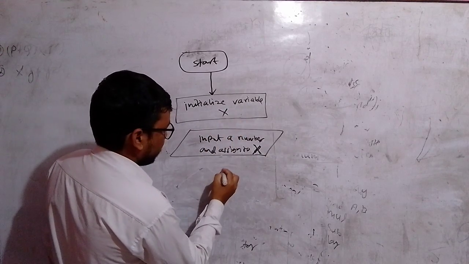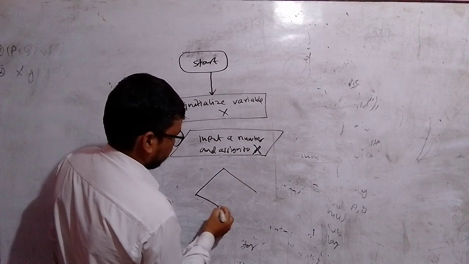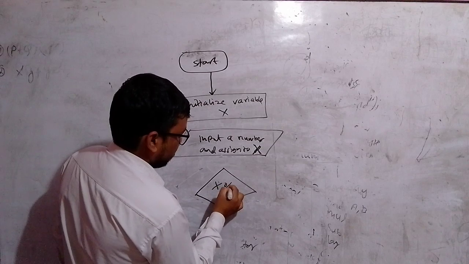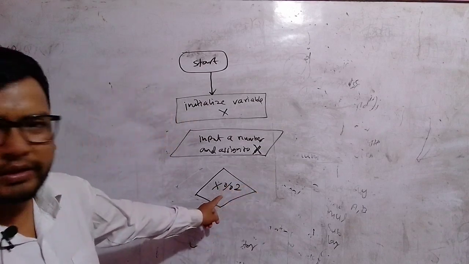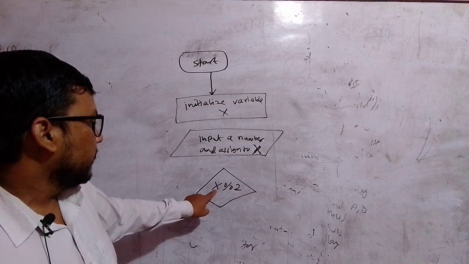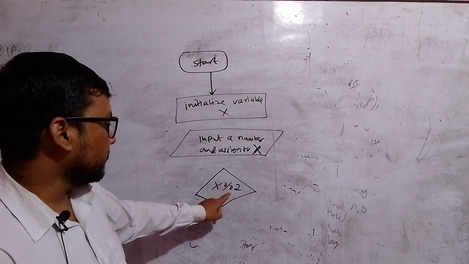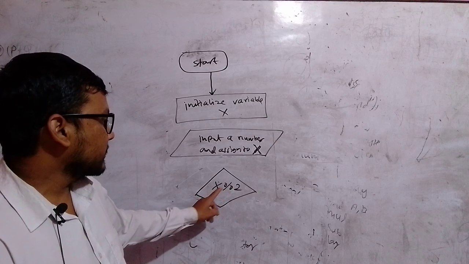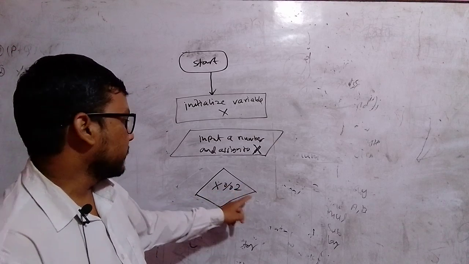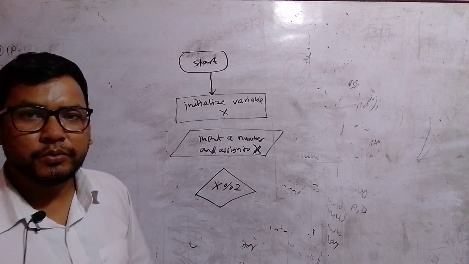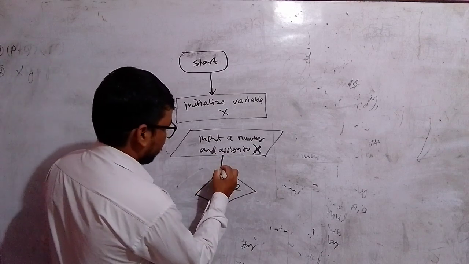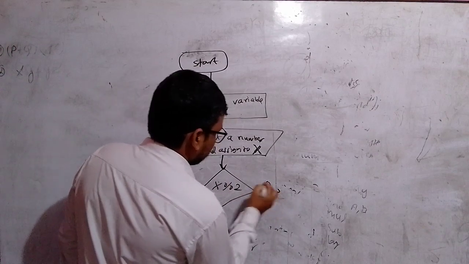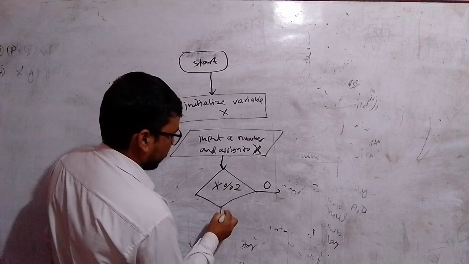And we need to check X modulus 2. Now this gives the remainder. In the C programming language, this operation performs X division by 2 and gives the remainder. This gives the remainder of X divided by 2. Now there are two cases: whether it gives 0 or whether it gives 1.